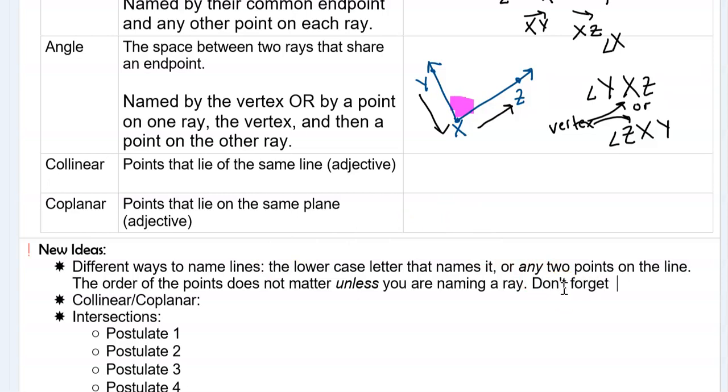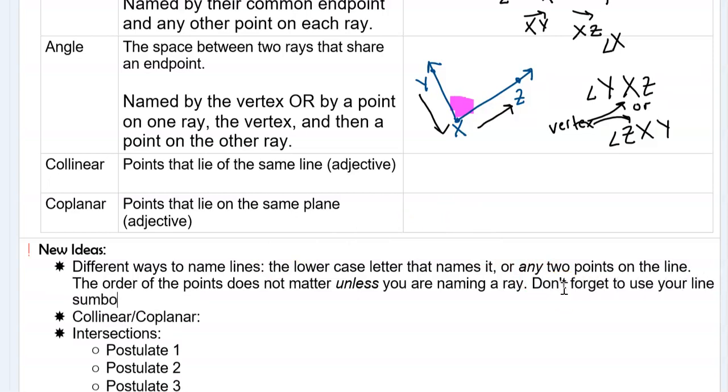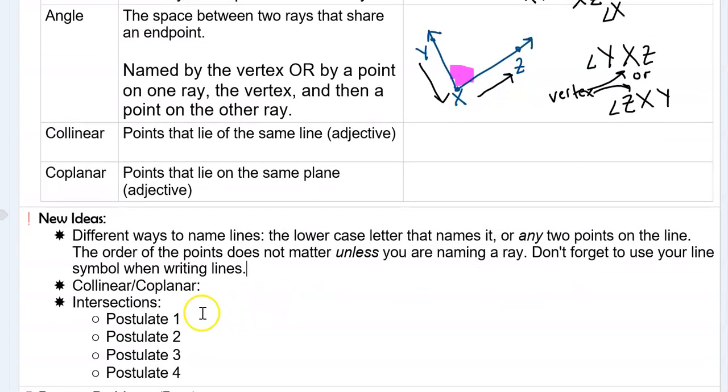So in a ray, the order matters, but in lines and line segments, it does not. Don't forget to use your line symbol when writing lines. A lot of geometry is about the details and the notation that we use. So you need to make sure that you are using the correct notation so your reader is not confused. Remember, collinear and coplanar are both adjectives. They are not a type of shape, they are describing the figures in your shape. Remember that to make a plane, the points cannot be collinear.